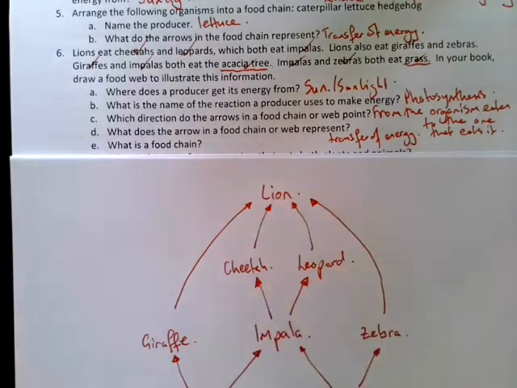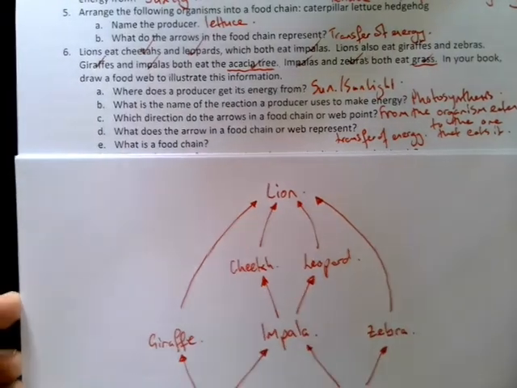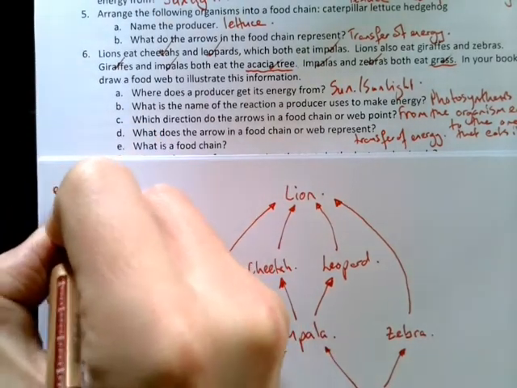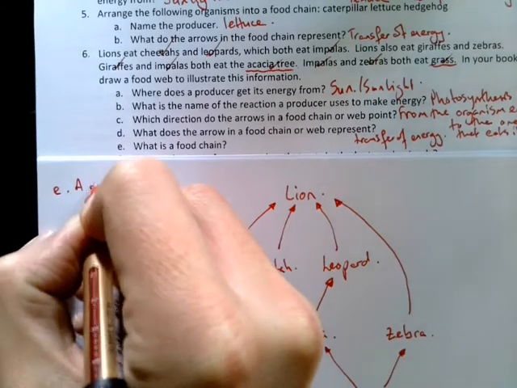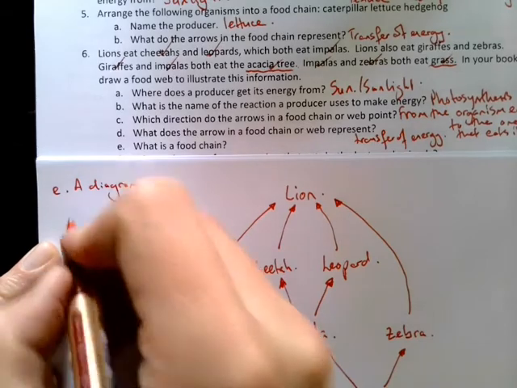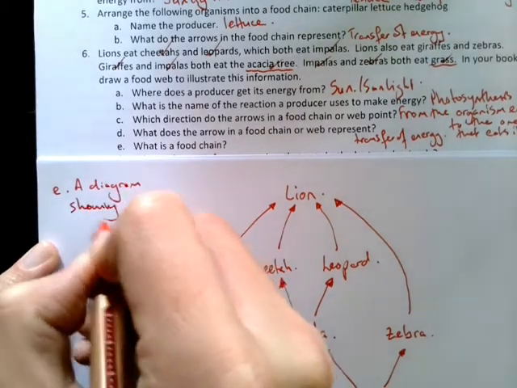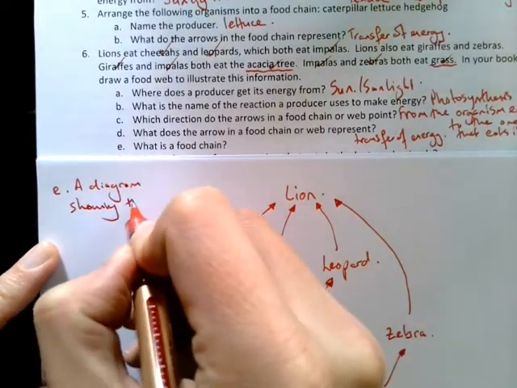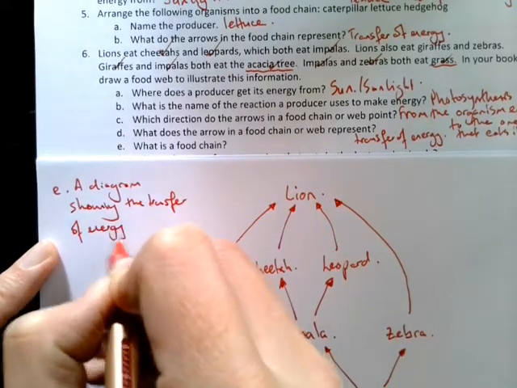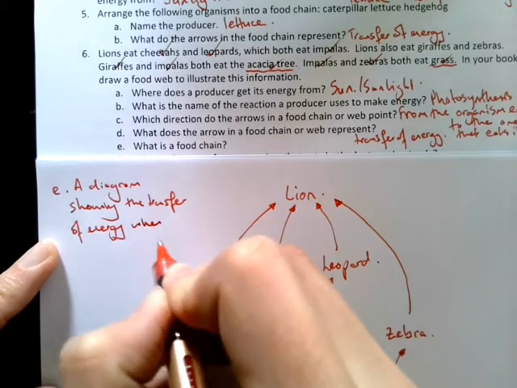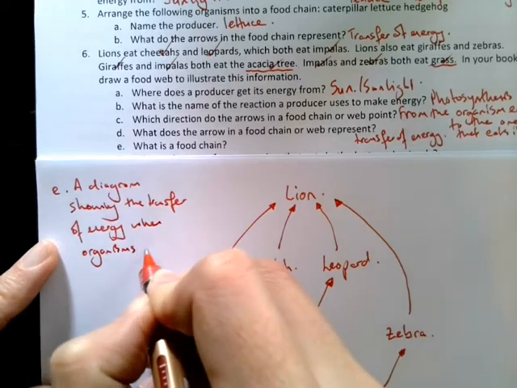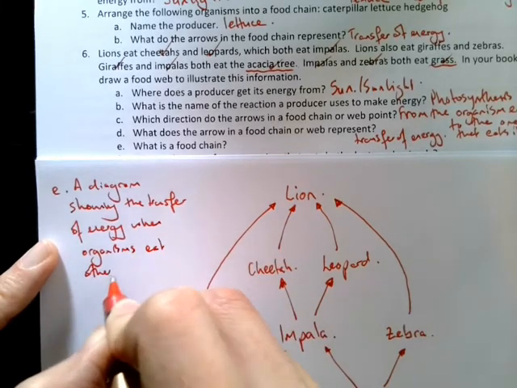What is a food chain? I'm a little bit low on space here. Hopefully you've all been doing this in your book, so you have a bit more space than I do. I'll just do this up here. So E, what is a food chain? That is a diagram showing the transfer of energy when organisms eat each other. When organisms eat other organisms.